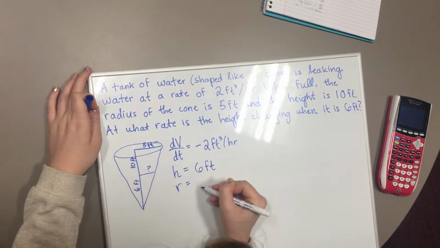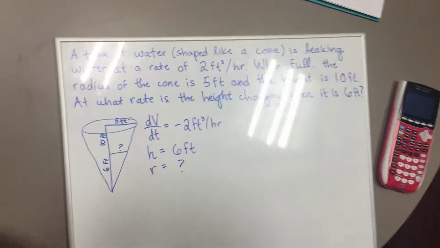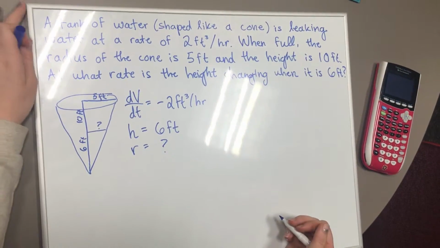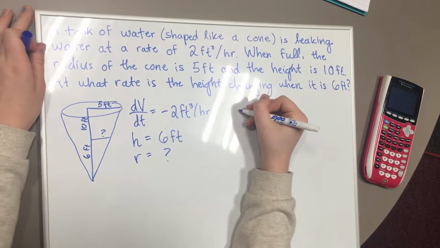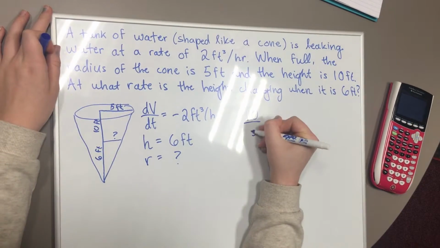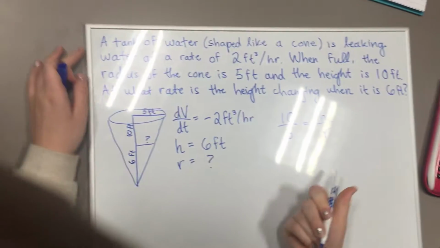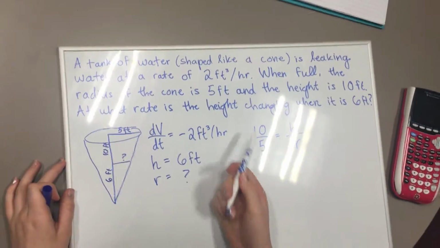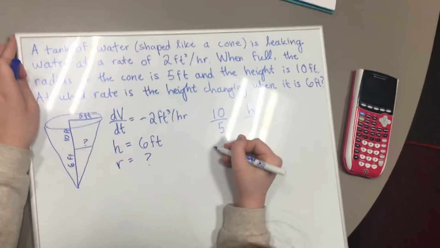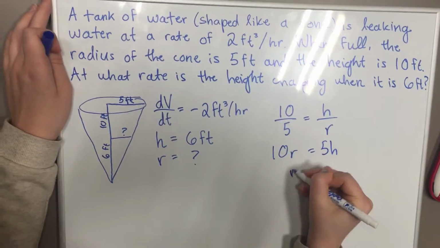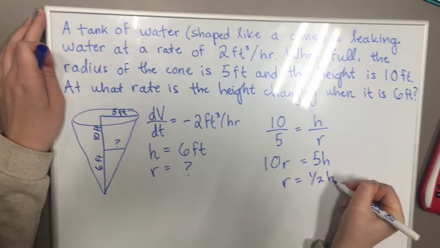We don't know the radius at that point. And because we don't know the radius, we need to find r in terms of h because that's going to make things easier later on. So how we do that is we do 10 over 5 equals h over r, because we know that when the height is 10, the radius is 5. And then when we cross multiply, we can find out that r is 1/2 h.